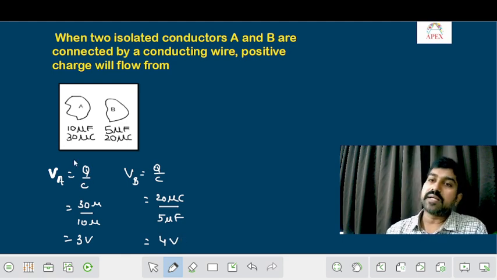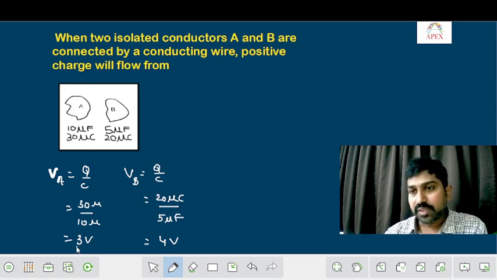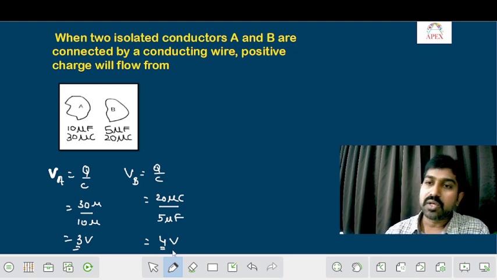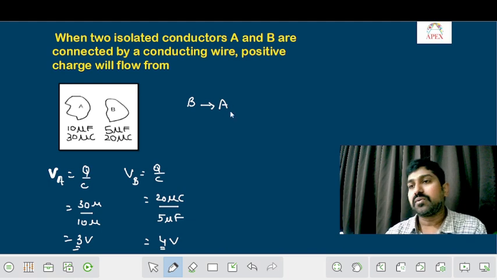So here potential of first conductor we got 3 volt. Potential of second conductor we got 4 volt. That means positive charge always flows from high potential to low potential. That means positive charge always flows from conductor B to conductor A. Okay, next one.